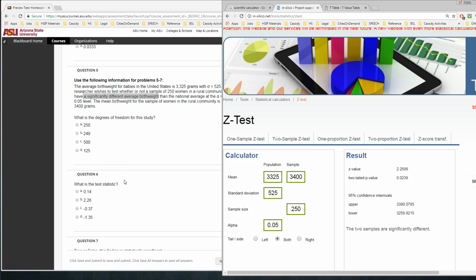This problem asked me, what is my test statistic? And here I calculated this, and it gave me my test statistic, or z-value, as 2.2588. This is my test statistic. This is the value I calculated from my test by plugging my information into that formula and getting my z-value. So it's 2.588.